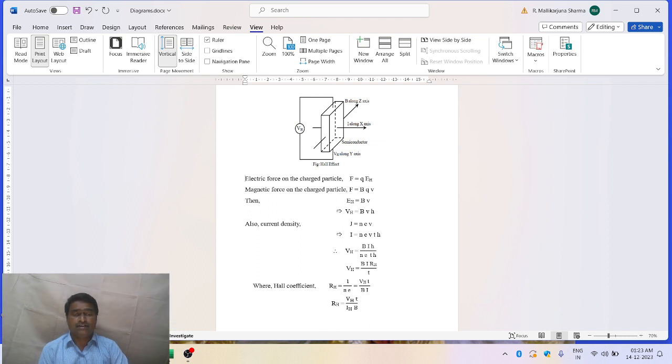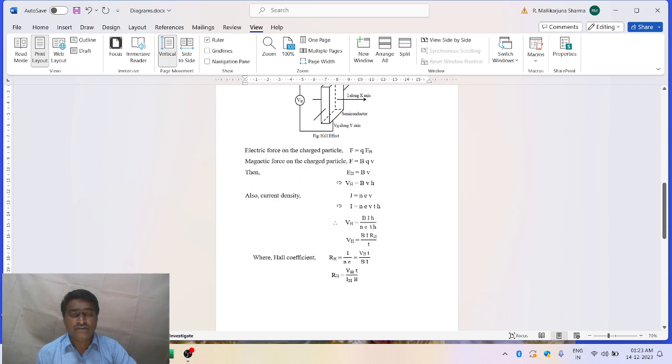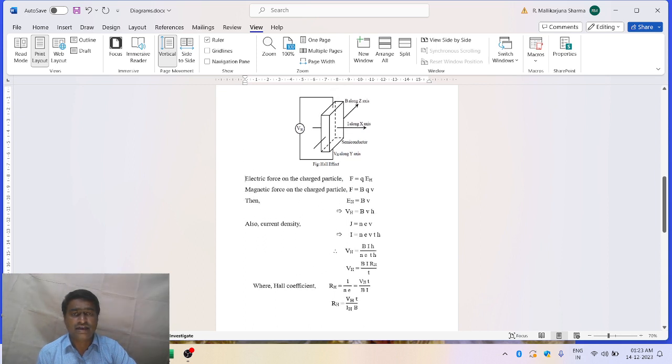From this formula we can find the Hall coefficient. In our experiment we are going to find the Hall coefficient for germanium by using this formula.